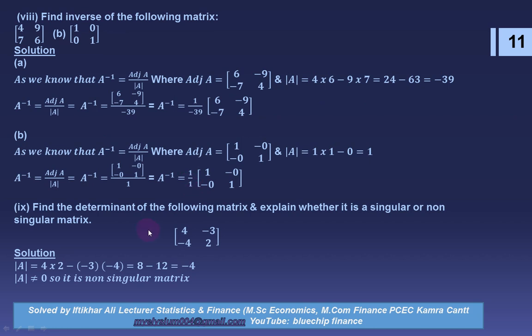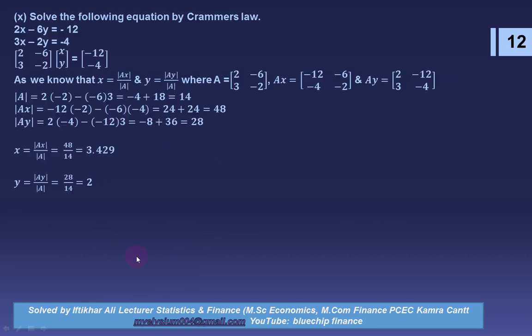Find the determinant of the following matrix and explain whether it is a singular or non-singular matrix. It is the same question as asked in question number 8 above. So we are going to take the determinant simply: 4 multiplied by 2 minus 3 multiplied by minus 4. It will be equal to minus 4, and it is a non-singular matrix because in a singular matrix the determinant is always 0.